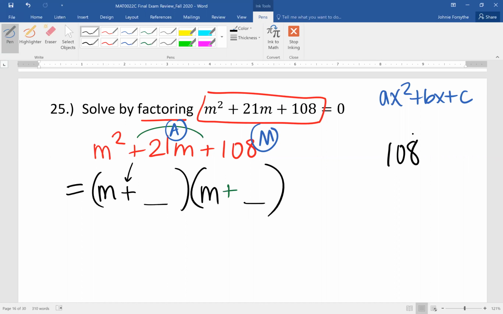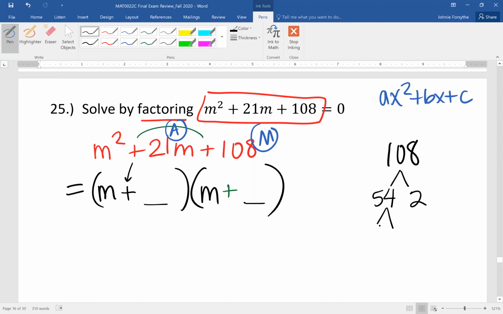So 108, I know that 108 can be divided by 2. So I'm going to use a factor tree or part of the factor tree to help me come up with two factors that multiply to give me 108 and then add to give me 21. Well, I know 54 times 2 is 108, but 54 plus 2 is definitely not 21. So let me keep playing around with my factors.